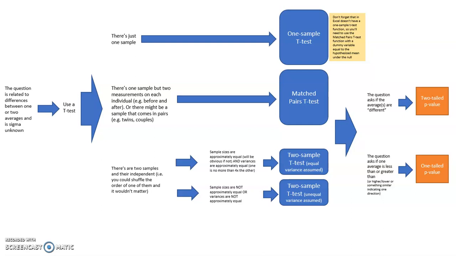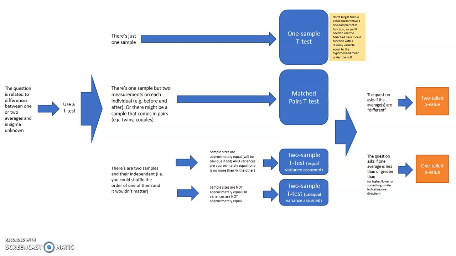Some examples would be before and after measurements. Maybe here's the weight before treatment and here's the weight after treatment. But those two numbers in those two columns, each pair is associated still with just one person. There was one person who had their weight measured before and after. There were two measurements on each individual. Or it could be population in 2016 and then population in 2017, two measurements taken on each state.